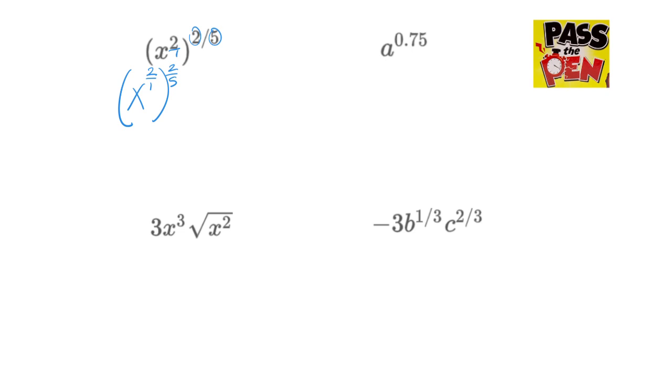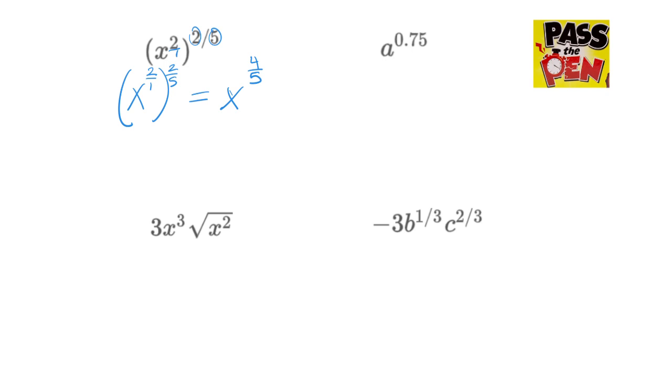Power raised to a power, we multiply exponents. This is a good review here as our test is approaching, and that's those exponent rules from way back. This would simplify then to x to the 4/5.